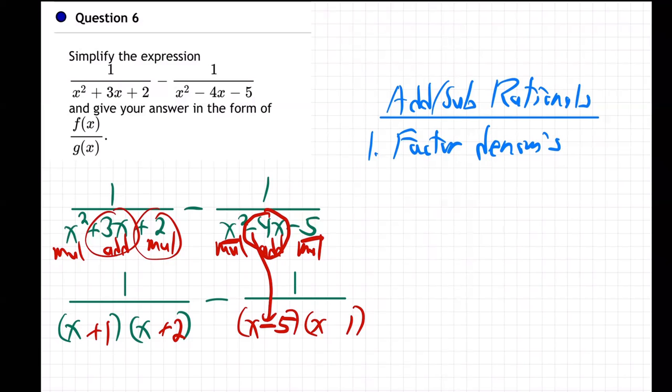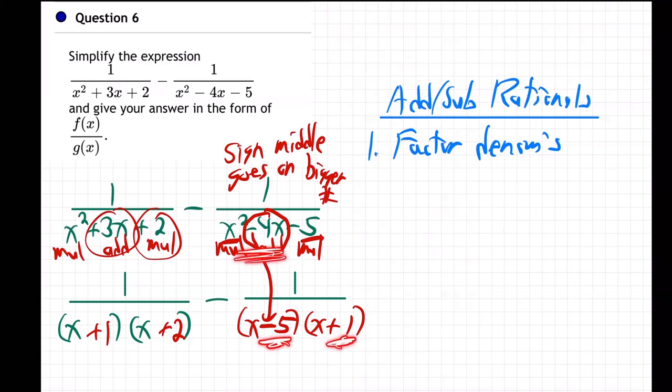I'll write that again. Sign in the middle goes on the bigger number, right? And so it's minus 5 plus 1, isn't it? Because that makes sense, doesn't it? If you lose 5 pounds and you gain back 1 pound, you lost 4 pounds overall, didn't you? And they multiply, negative times positive multiplies to be negative. So that's the right factorization. Okay. So now what do we do from here? So that's step number 1.